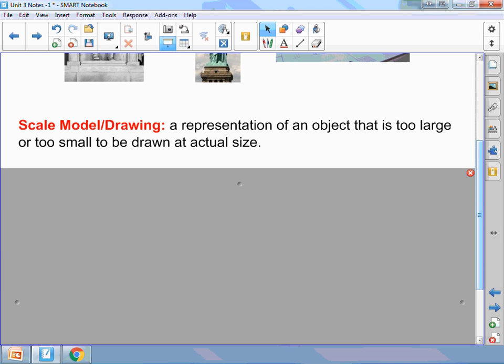This can be somewhat misleading with this definition, like it's too large or too small. Not necessarily. We could have created a statue of Abraham Lincoln to scale, life size. Okay, he's not too small to create that, but typically they do that with statues. They make them larger than normal.